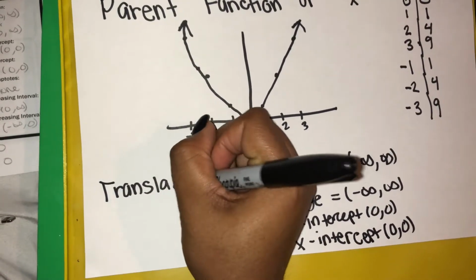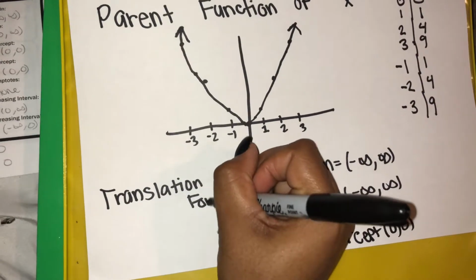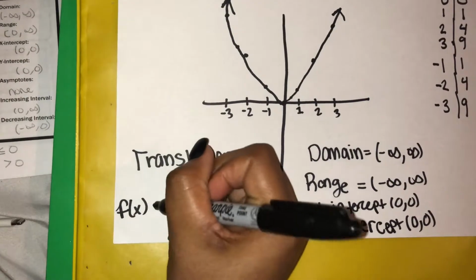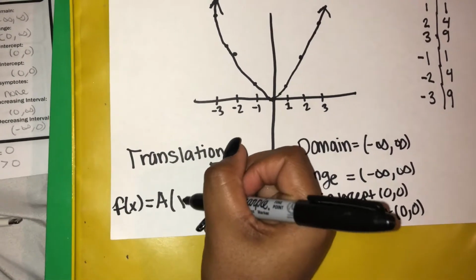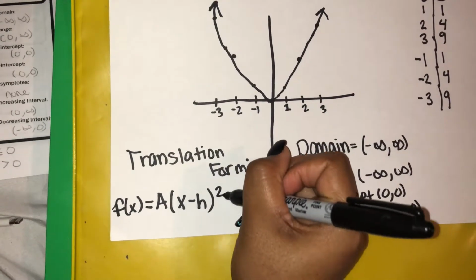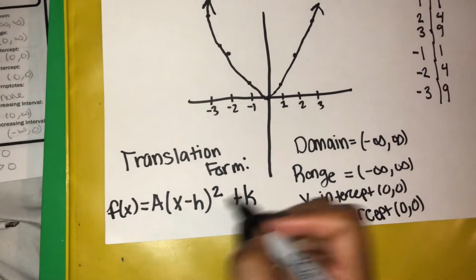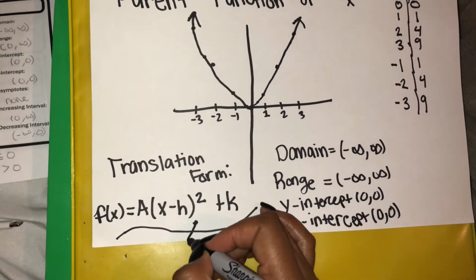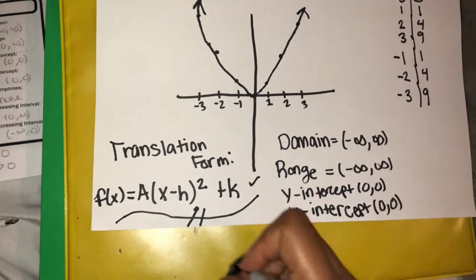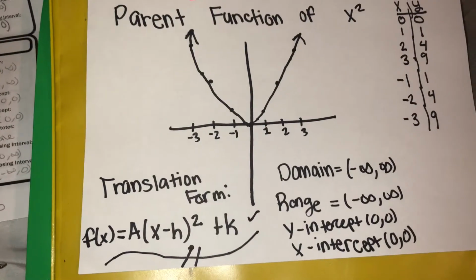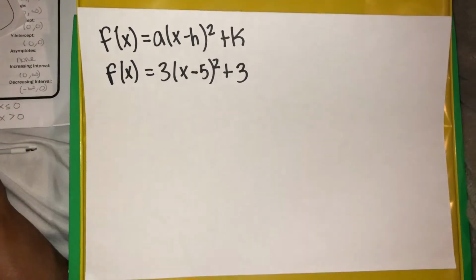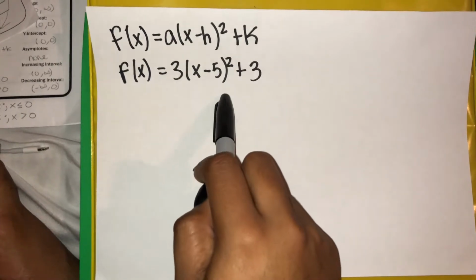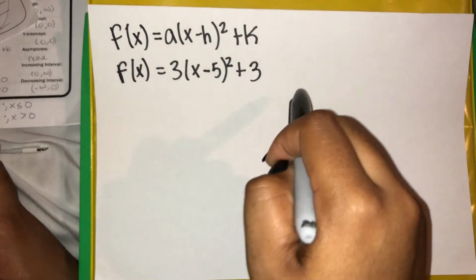So now you have the translation form of the graph. In its equation form, it'll be f of x equals a parentheses x minus h to the power of 2 plus k. That is the equation. The problem that we're going to do today is f of x equals 3 parentheses x minus 5 close parentheses to the power of 2 plus 3.